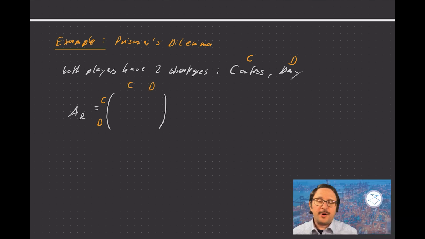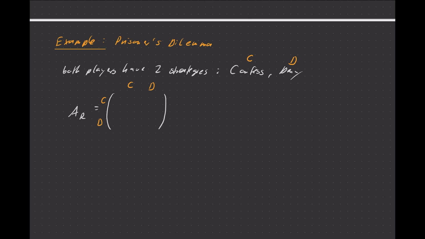So remember, if both confess, then they both are sentenced to a jail time of 3 years. So let's say the payoff is the jail time in years, and of course we want to make that negative, because the players usually want to maximize their payoff. So a negative number, a high negative number is bad. So let's say the payoff then is -3. The row player gets 3 years in jail. Let's do the same thing for the column player as well.